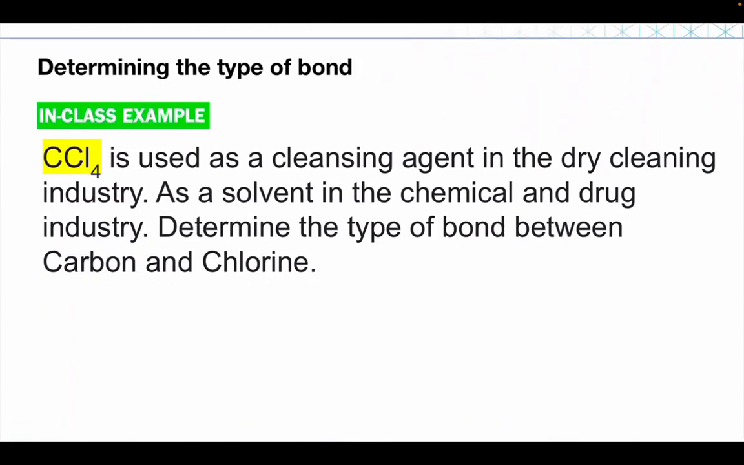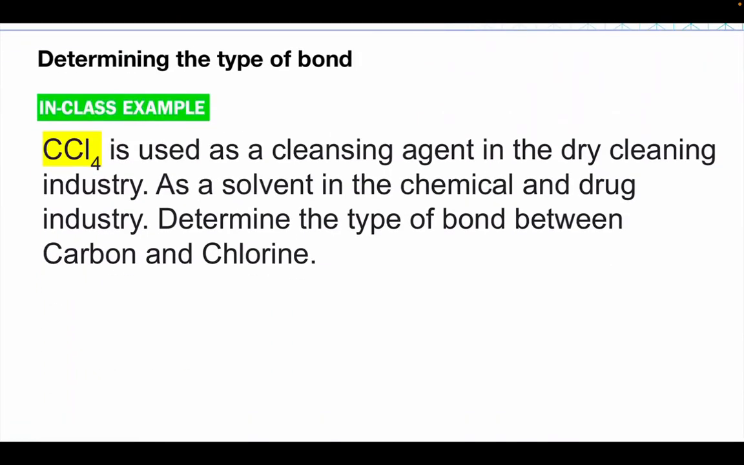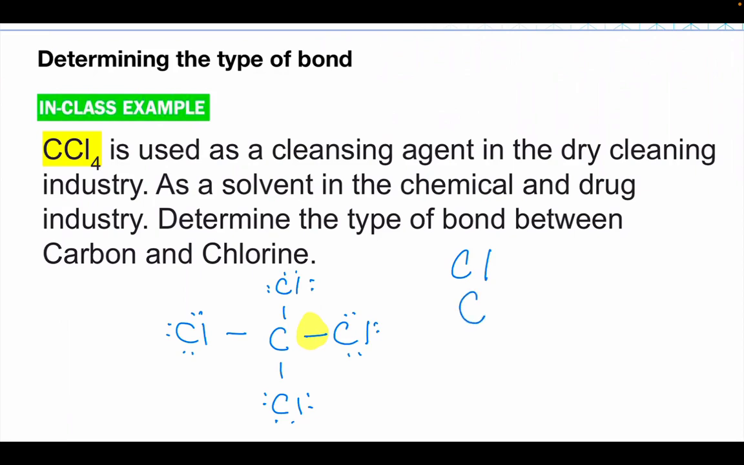So here's an example. CCl4 is used as a dry cleaning solvent or cleaner. The structure, you don't really need it, but I'm going to draw it. And what we're looking at here is what kind of bond there is, in one of these bonds. All we do is look up the electronegativity of the two elements. It doesn't matter that there are 4 chlorines, because we're only looking at one bond at a time.